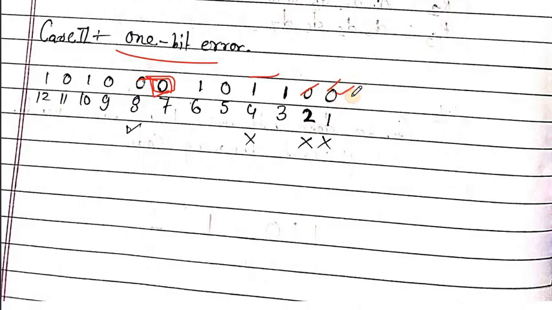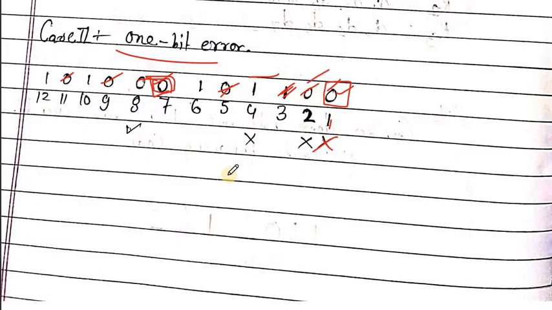For R0, or R1, we will consider all the odd-placed message bits: here the 3, 5, 7, 9, 11. We count the number of ones at these places: 1, 2. The number of ones is odd, but here the parity bit is 0. This parity bit is not balanced. So this is a wrong parity bit.